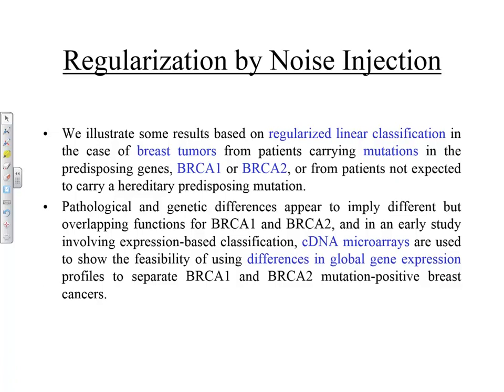So we illustrate some results based on regularized linear classification. In the case of breast tumors from patients carrying mutations in the predisposing genes BRCA1 or BRCA2, or from patients not expected to carry a hereditary predisposing mutation. So you have two classes of patients, right? Some people had mutations in BRCA1 or BRCA2, and others did not have any mutations, but both developed breast cancer. So can you look at the gene expression and differentiate between the two classes of people? That means the hereditary versus the ones with the mutations, right?